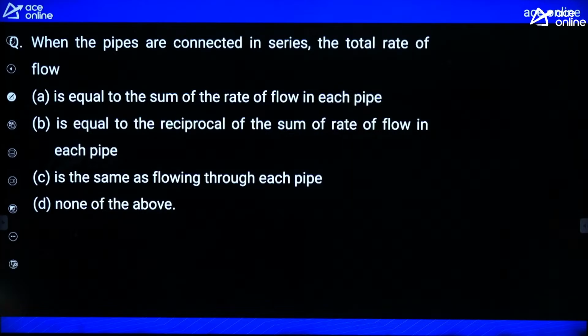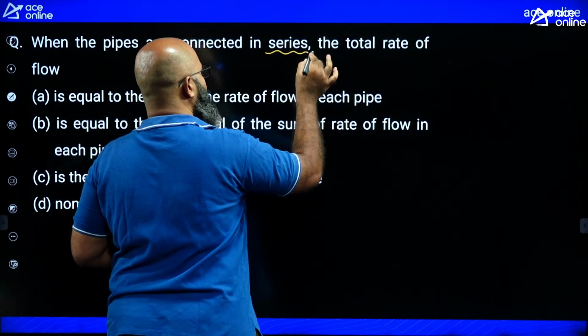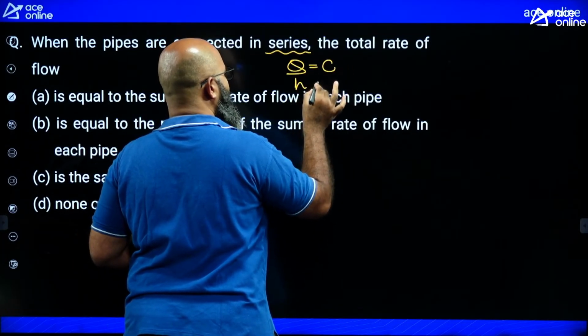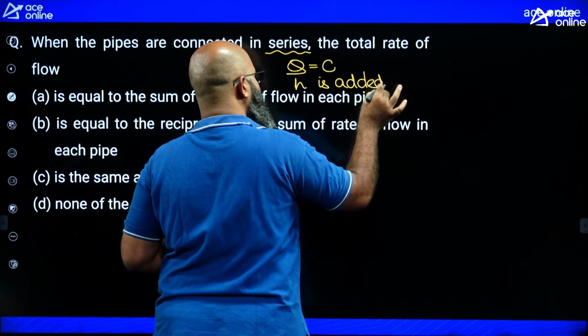Moving further, when pipes are connected in series, come on, try this question. Series and parallel, very famous concept. When pipes are connected in series, the total rate of flow is equal to how much? You see, in the case of series connection, you are supposed to remember Q is going to be constant in every pipe and head loss is added up.